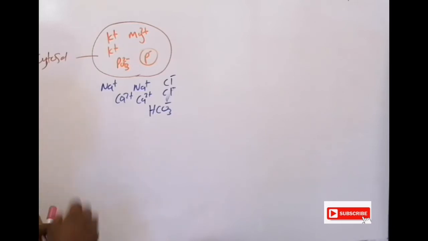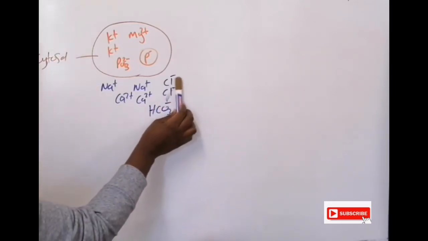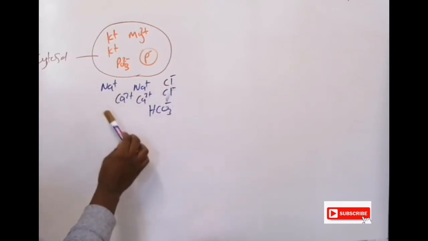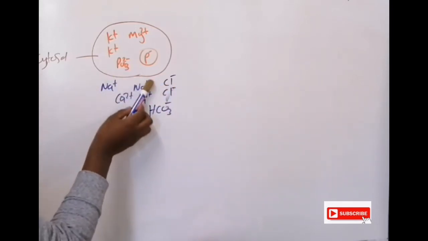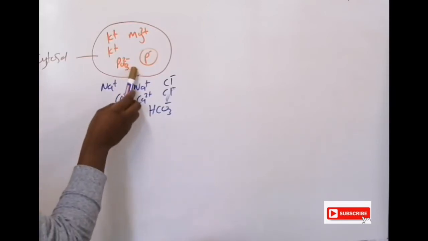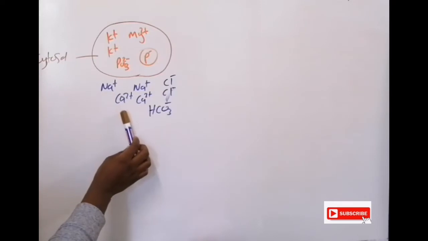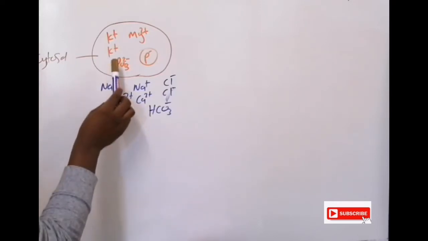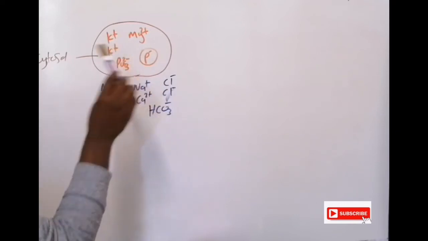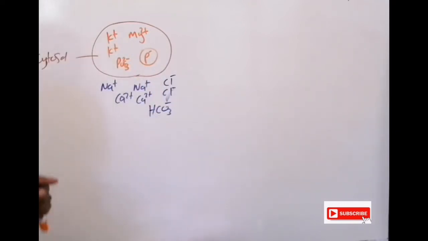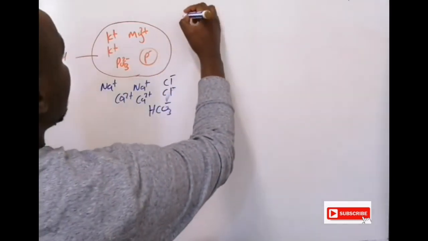So we need to keep this environment. And I said that it's important for this cell to function normally. We need to create an environment where there's isotonicity across this cell membrane. So the concentration of all these solutes outside should be the same as the concentration of all these solutes inside the cell. We've spoken about that. Now, there are mechanisms that the body has come up with to make sure that we keep this intact. So, let's talk about sodium.